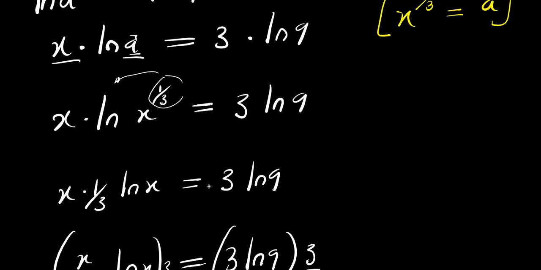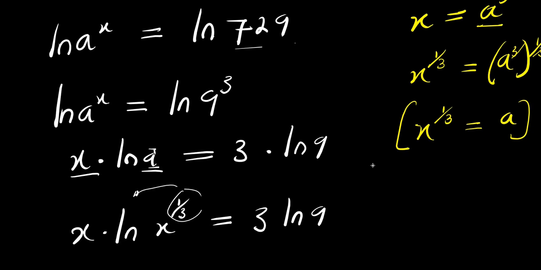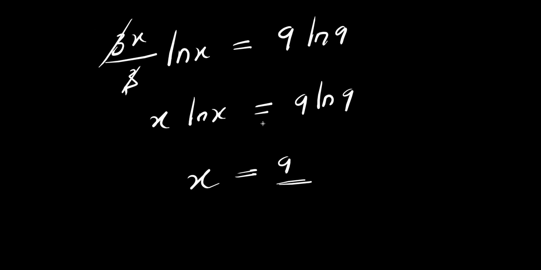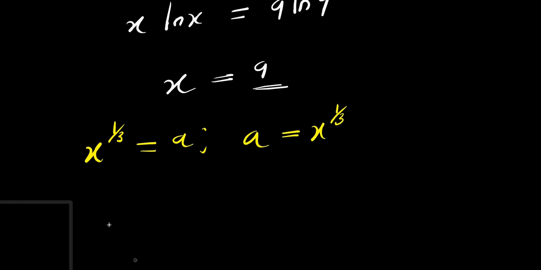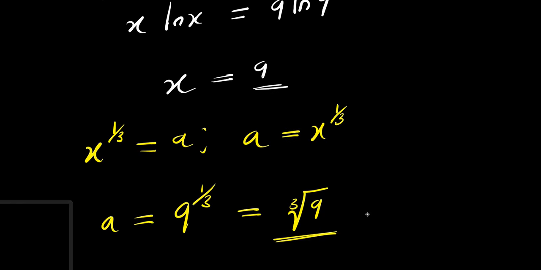Now, x power 1 over 3 equals a, meaning a equals x power 1 over 3. So that means we can have a equals 9 power 1 over 3. And this is the cube root of 9. Remember, if you have a power 1 over n, this equals the nth root of a.